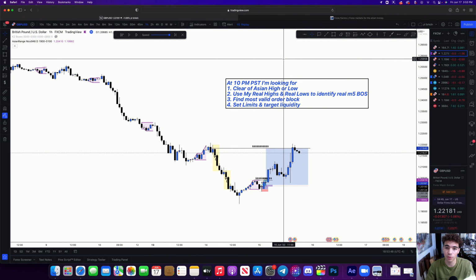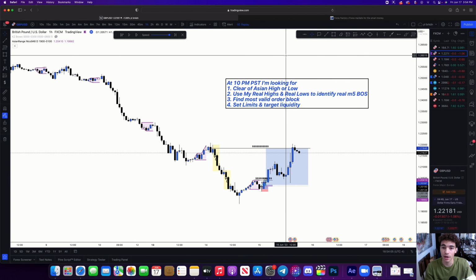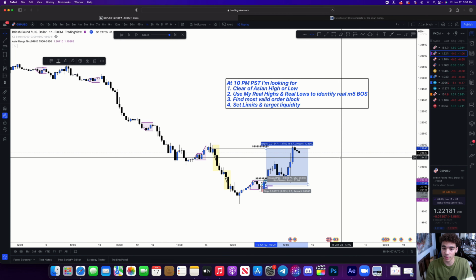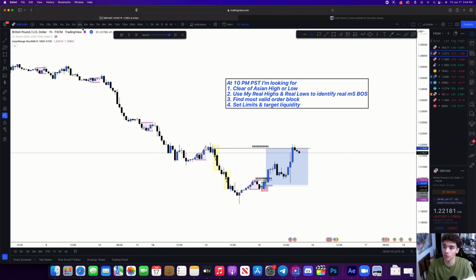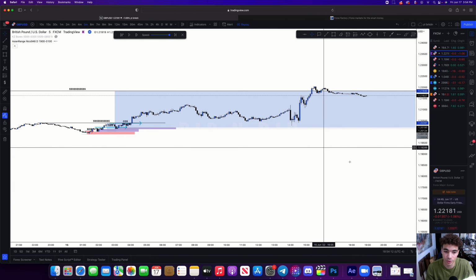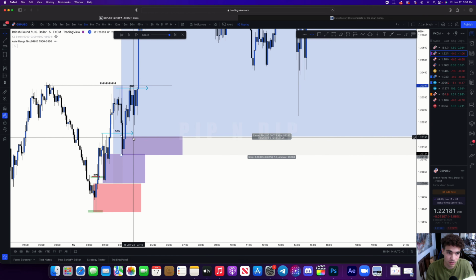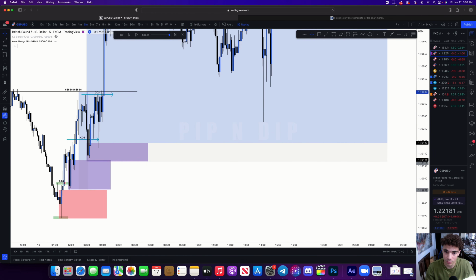So I use these 4 steps. At 10 p.m. Pacific Standard Time, I look for the clear of Asian high or low. Then I use my real highs and my real lows to identify a real minute 5 breaker structure. I find my most valid order block, and I set my limits and target liquidity. After this, I don't have to keep running it. I can pull out a partial position and keep letting the trade run if I find another target we can go to, or I could be satisfied with 1 to 22, and that's a great trade in the market. You can see here, we literally tap in right here, and we don't touch it again.